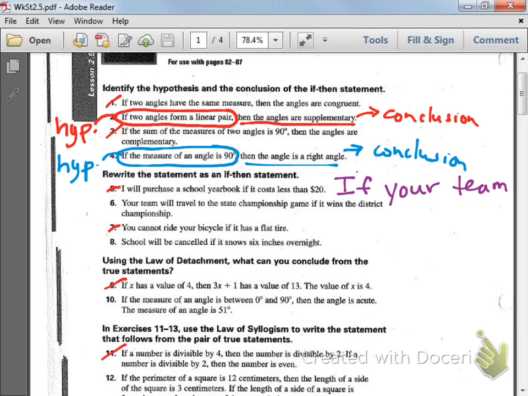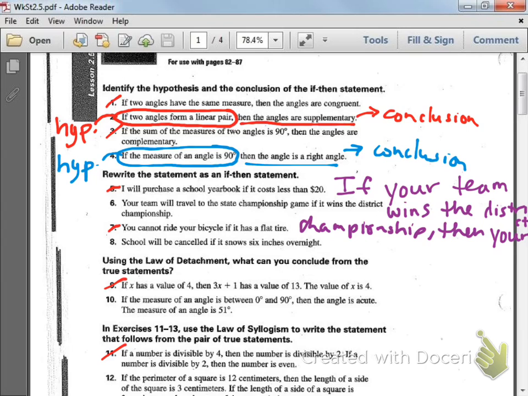So you have to win the district one first before you go to state? Is that what you're saying? Yeah. So if your team wins the district championship, then what's going to happen? So after you win the district championship, what are you going to do? You travel to the state championship game?